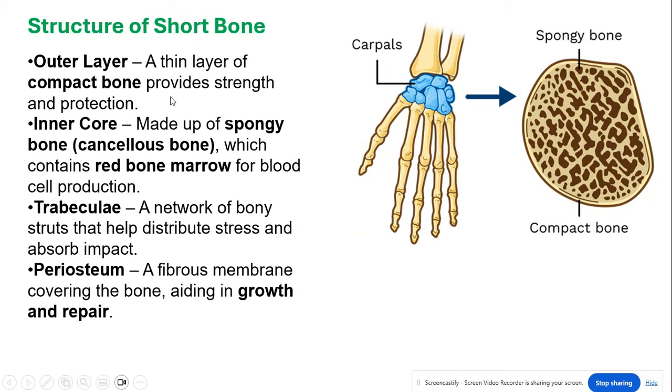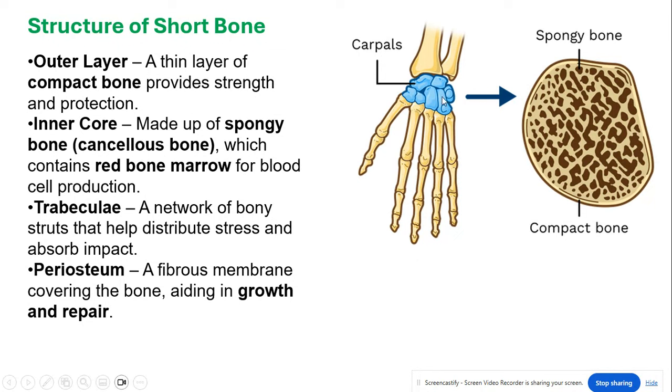Okay, structure of short bone. Outer layer, thin layer of compact bone, provides strength and protection. Inner core is made up of spongy bones, cancellous bones, that's what they call it, right? It's just like a second name for spongy, which contains red bone marrow for blood cell production. Trabeculae, a network of bony struts that help distribute stress and absorb the impact. This whole thing is trabeculae. Periosteum is fibrous membrane covering the bone, aiding growth and repair.